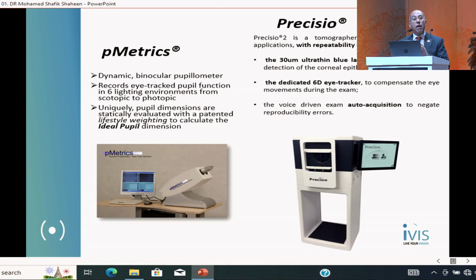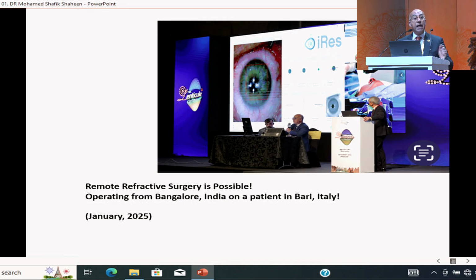These all are taken by two intelligent machines. The Precision, which is a high resolution tomographer that will convert the ray tracing into a true ablation profile, and the P-metric, which will calculate the ideal pupil for the technology. Even that, all things go to the cloud, and you can do your surgery remotely.